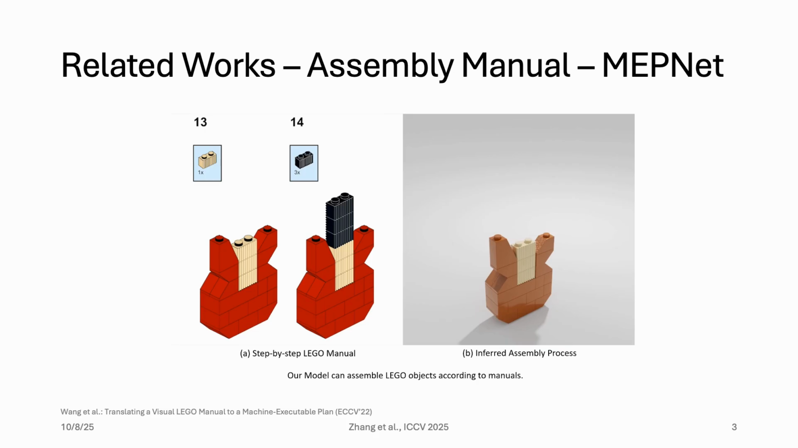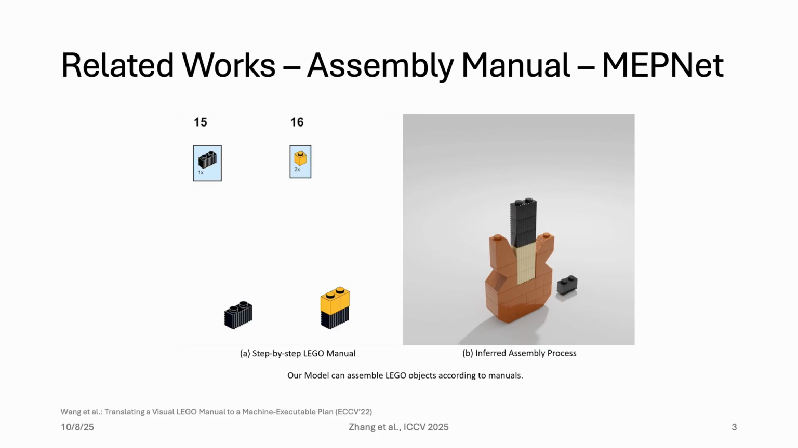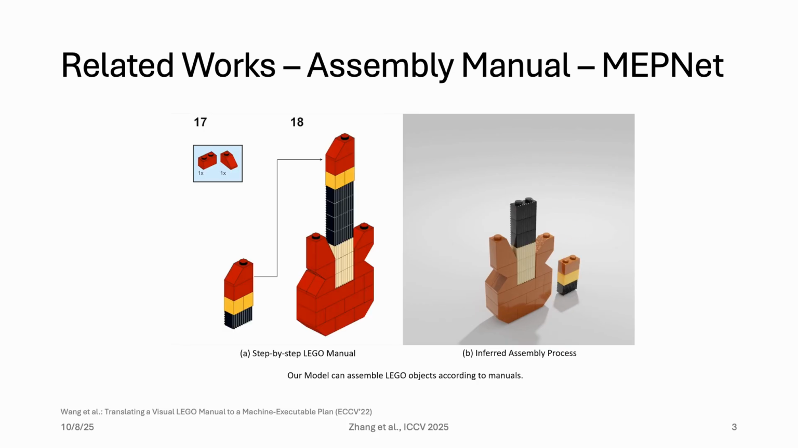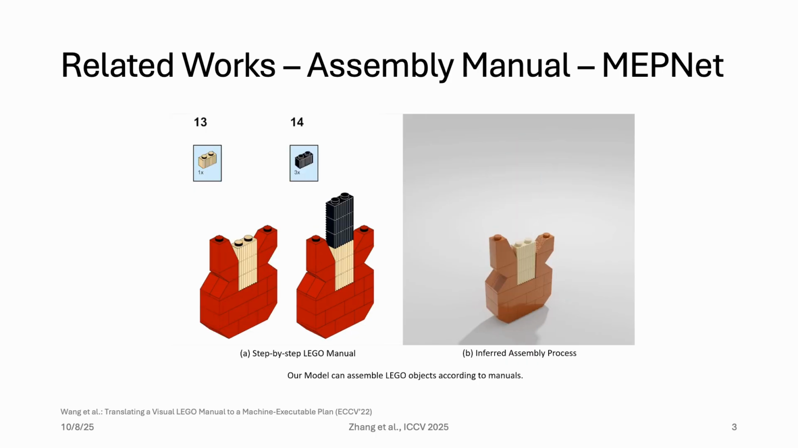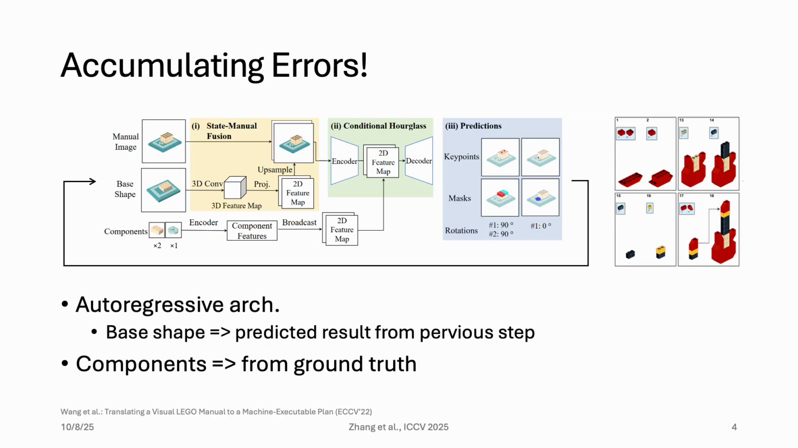To understand the motivation for our work, let's first look at some related research. Methods like MIPNet have shown impressive results on tasks like Lego assembly, where they can construct models step by step by following a manual. However, these approaches typically rely on an autoregressive architecture. This means that the prediction for the current step is heavily dependent on the outcome of the previous step. This introduces a significant challenge, accumulating errors. As you can see in this illustration, any small mistake made in an early step can be propagated and amplified through all subsequent steps, leading to a complete failure of the final assembly.